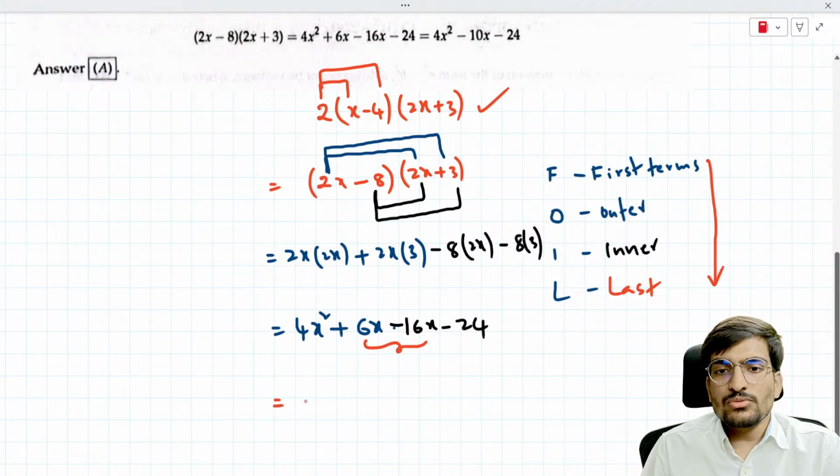I just want you to comment whether you know this method or not by now, or you're learning it for the first time. Just comment.